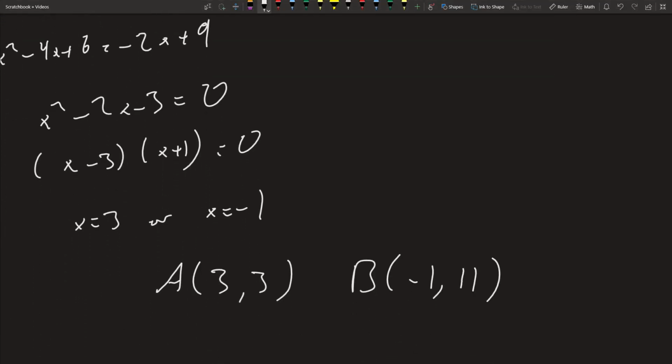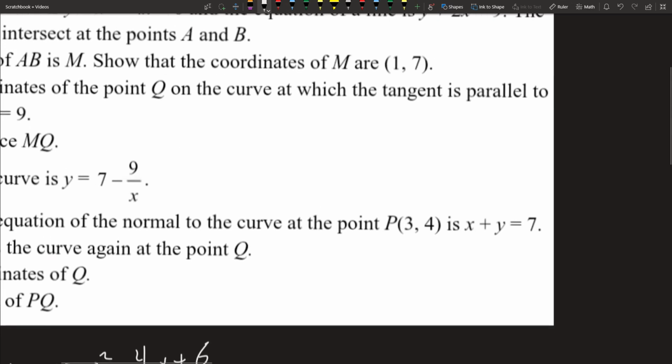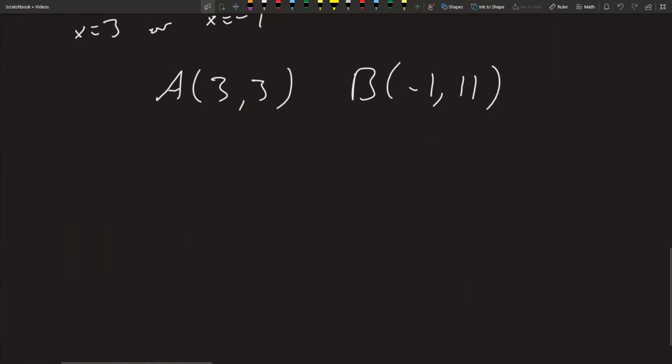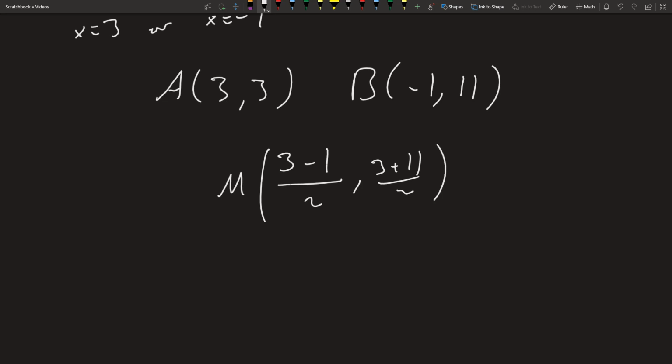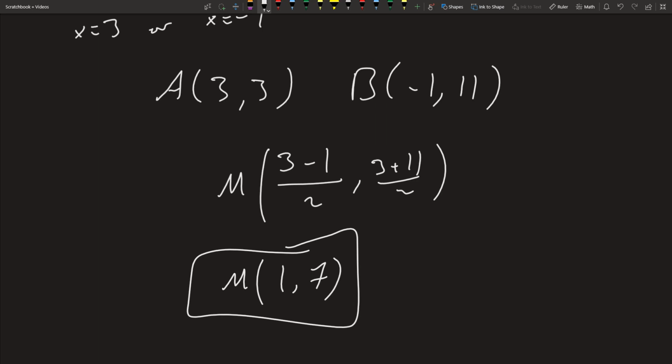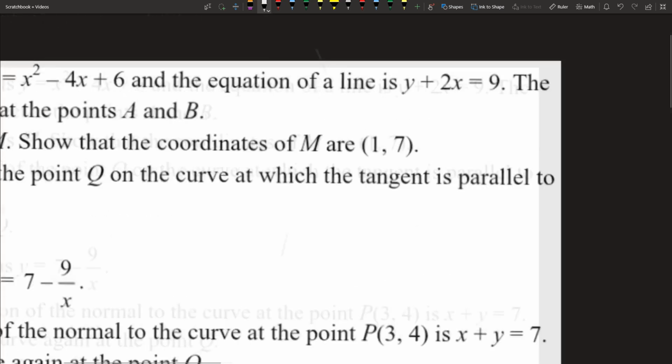So here are the 2 points A and B, and they asked us to find the midpoint. So the midpoint is 3 minus 1 over 2, and then 3 plus 11 over 2, which is 1, 7. So we verified that the midpoint is indeed 1, 7.